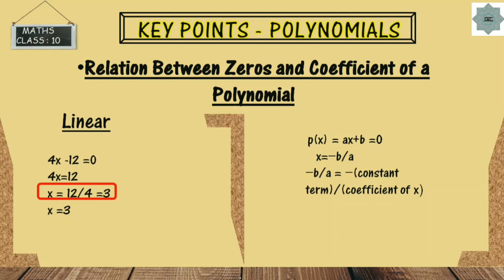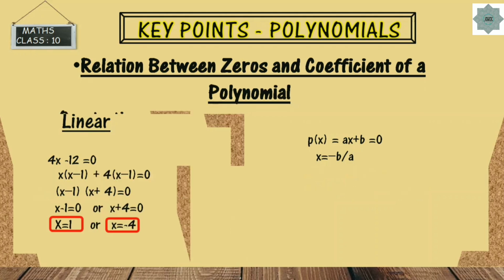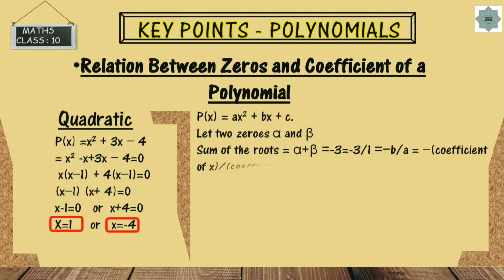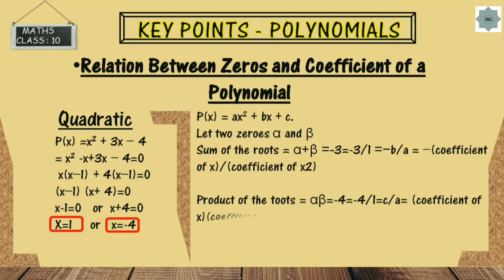Then what about quadratic polynomial? Quadratic polynomial has more than one zero. What if we add the zeros and multiply them? By adding the zeros of the polynomial, we get 1 plus minus 4 equal to minus 3. We can write it as minus 3 by 1 equal to minus b by a, minus of coefficient of x divided by coefficient of x square.